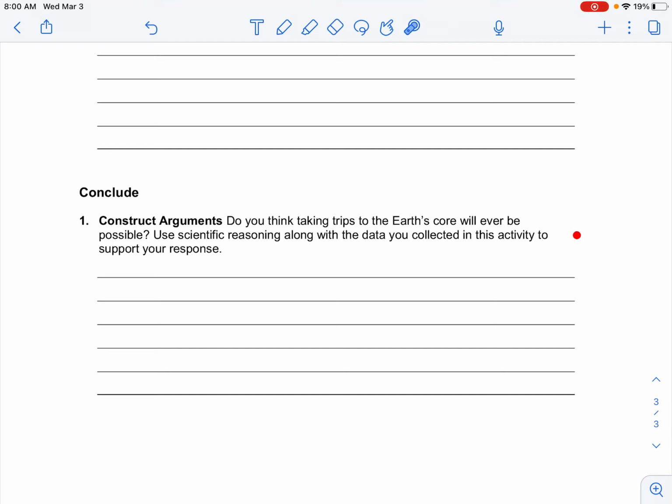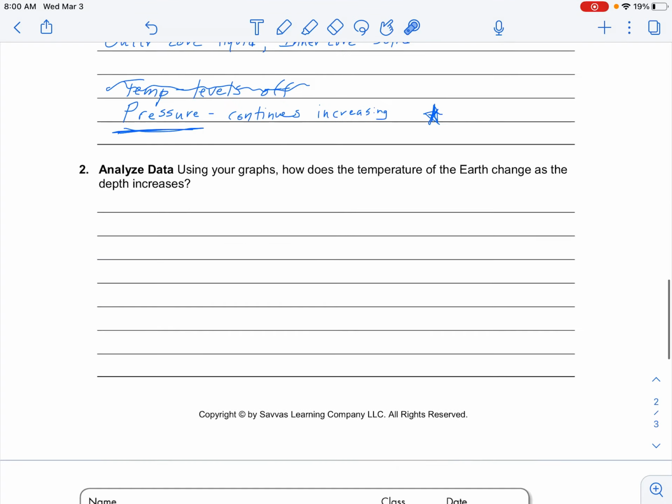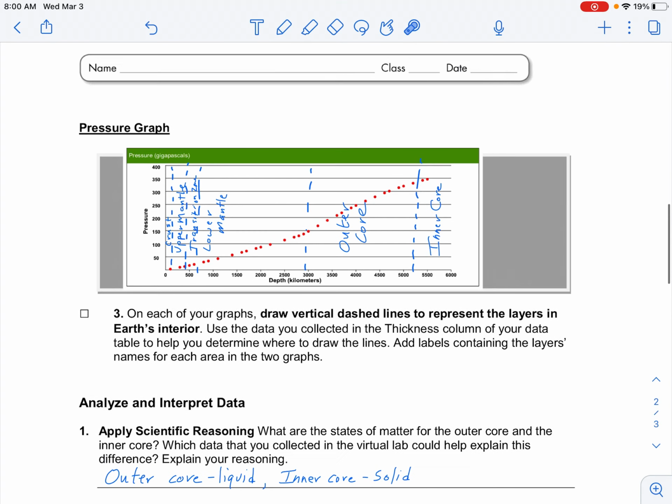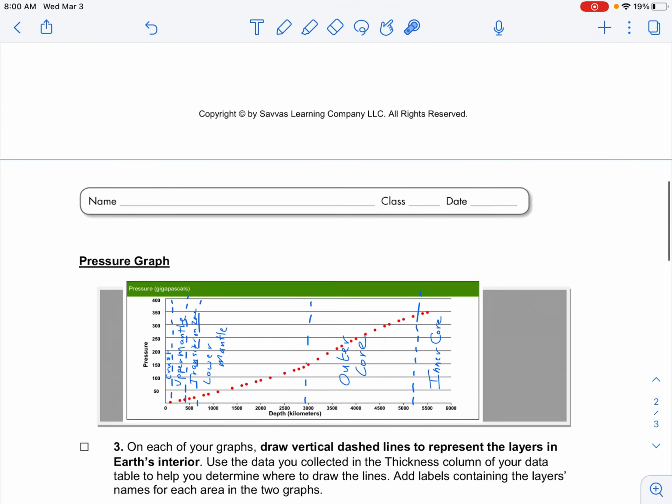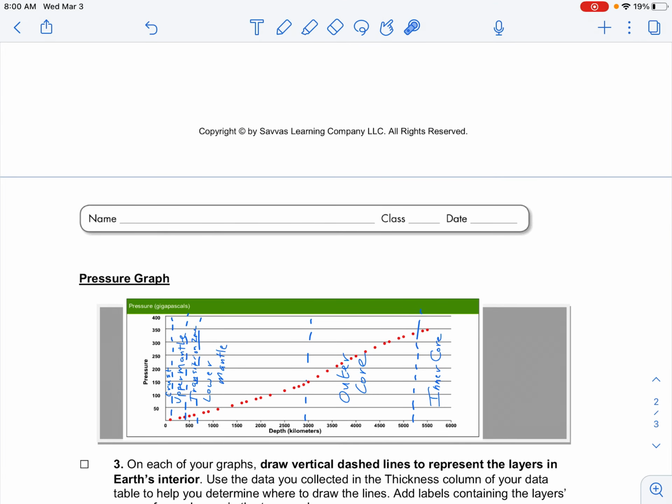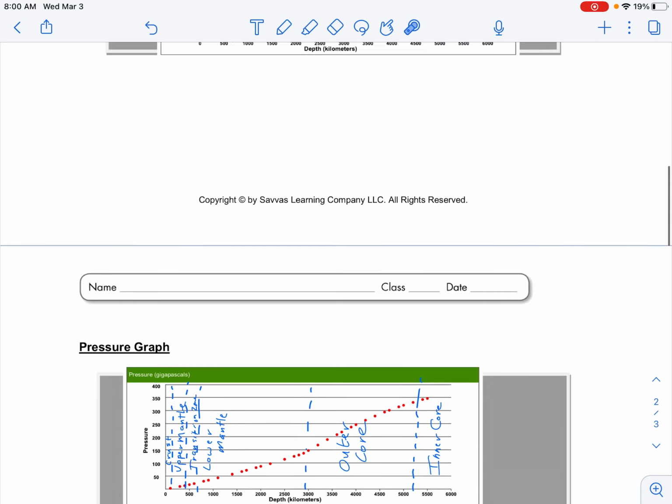The last question, this conclude question, do you think taking trips to the Earth's core will ever be possible? Use scientific reasoning along with the data you collected in this activity to support your response. So, based on what you know, do you think that that's going to be possible? And then, say why or why not. I mean, if I look at this, the thing that jumps out to me more is temperature, because I'm more familiar with temperature than I am with pressure.